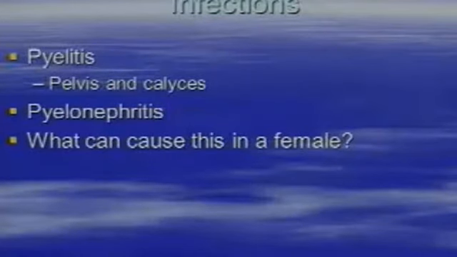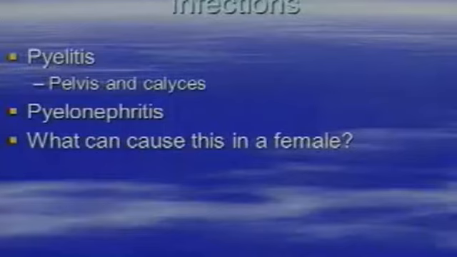Infections, pyelitis. So urine should be sterile, okay? Urine in this entire internal environment of the kidney, ureter, bladder, urethra should be sterile. If you bring in bacteria, an example of what can happen is if a female wipes from back to front. If she brings any of the bacteria from the vagina or the anus into the urethra, it can bring bacteria into that sterile environment and cause infections.